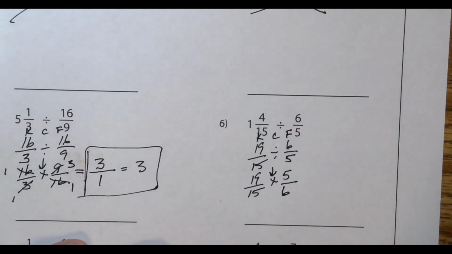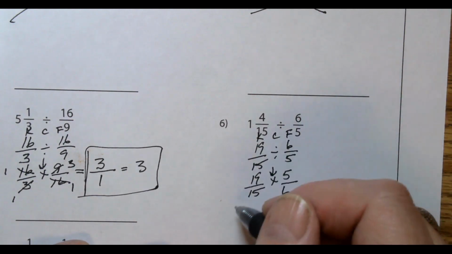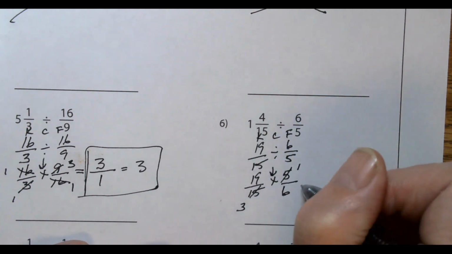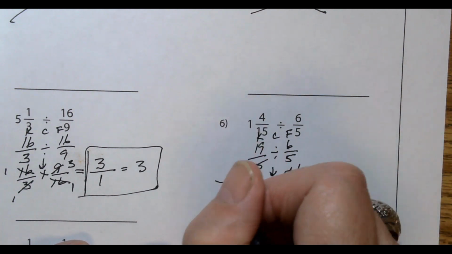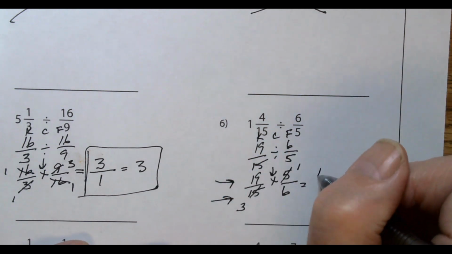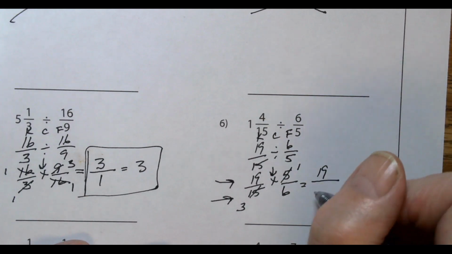Now I'm going to see if I can cross cancel. I can't do anything with 6 and 19, but 5 and 15 work. So 5 goes into 5 once, 5 goes into 15 3 times. Now I'm going to multiply straight across. So I get 19 times 1 is 19, 3 times 6 is 18.